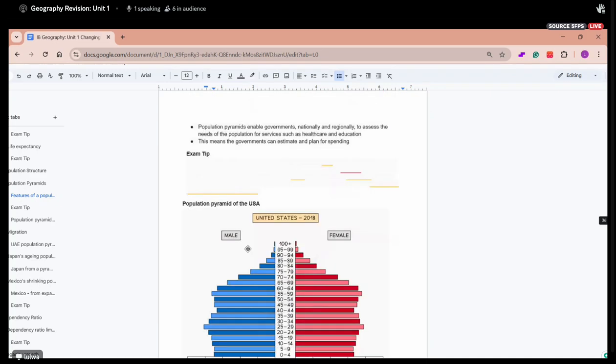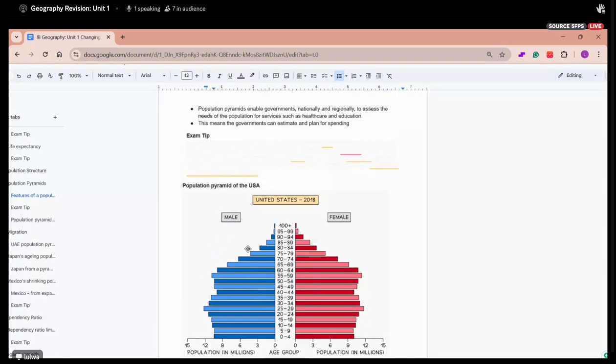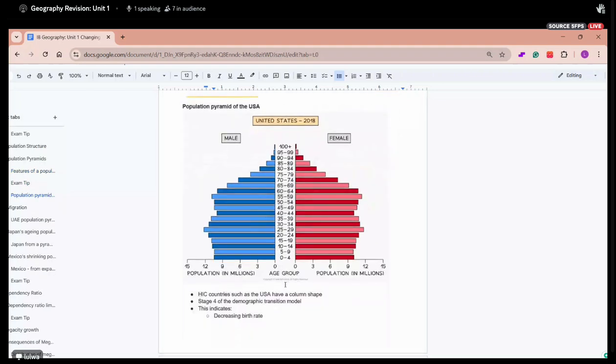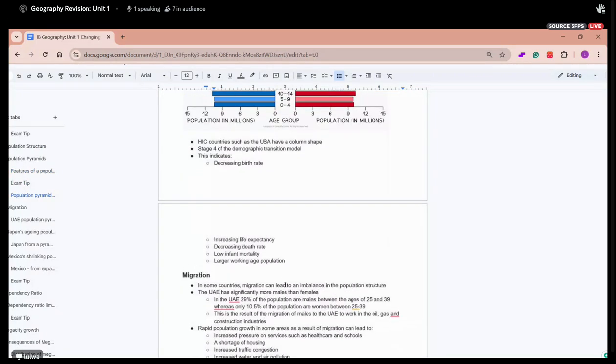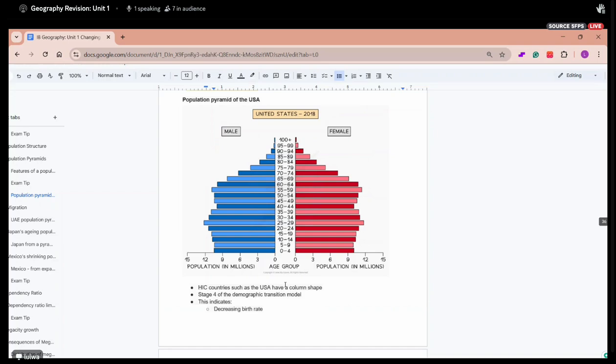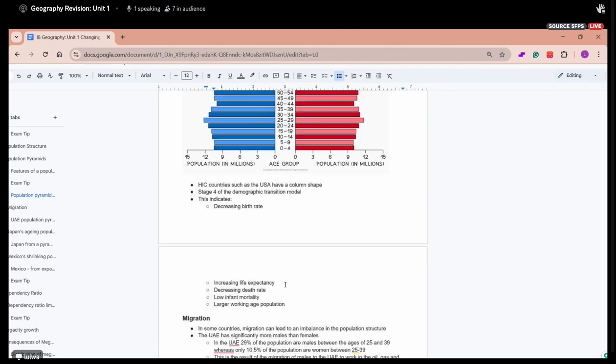And for some specific examples, you have the United States. As you can see, they have a column shape. They're in the fourth stage of the demographic transition, because that means they have a declining birth rate.